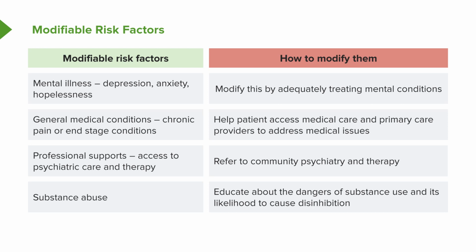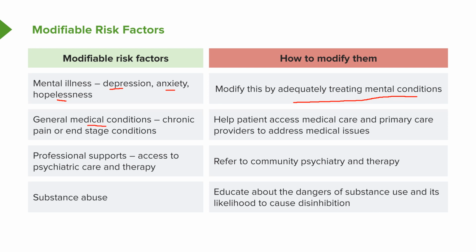We have what we call modifiable risk factors, on the other hand, because we can actually modify these things so that we can help our patients. So for mental illness like depression, anxiety, and hopelessness, which are really key features for a lot of patients who are feeling suicidal, this can actually be modified by treating the mental condition. So if we treat the depression, the anxiety, the hopelessness, then we can prevent the suicide of the patients.